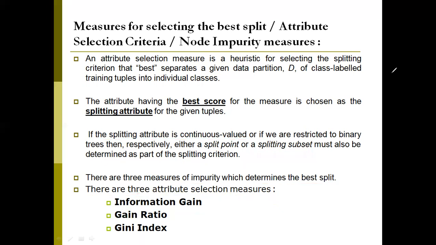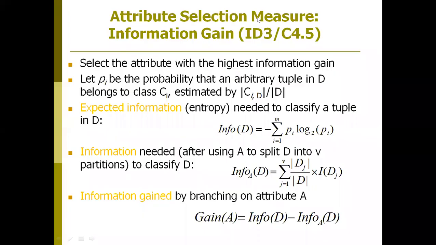What is the first one? First one is information gain. Here we are going to learn about information gain now. This information gain measure can be used in either the ID3 or C4.5 algorithms, right? This is suitable for this kind of algorithm.